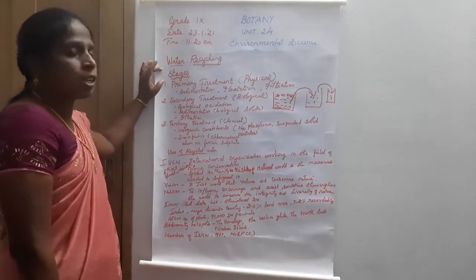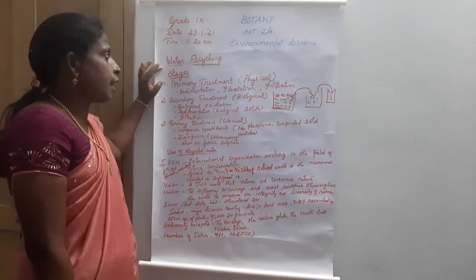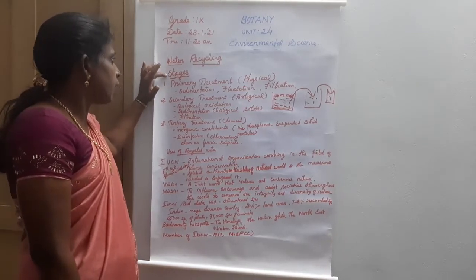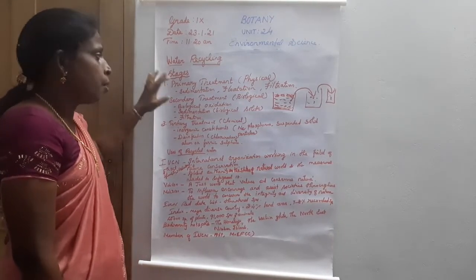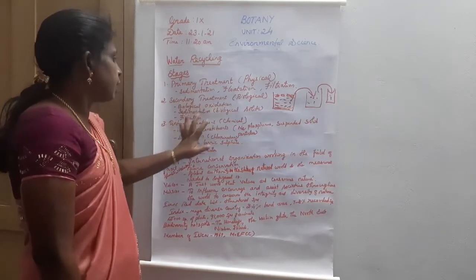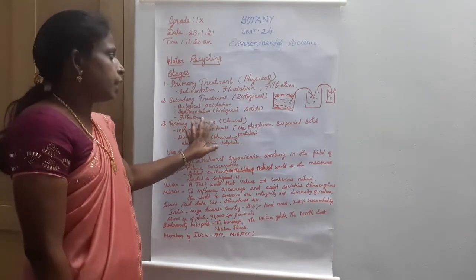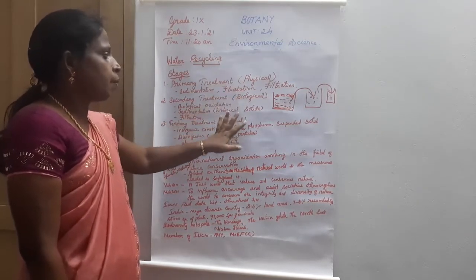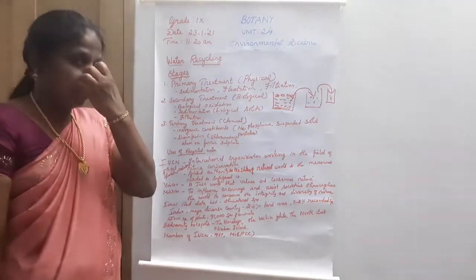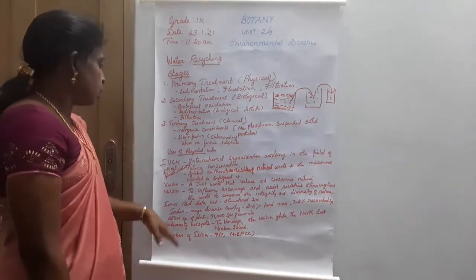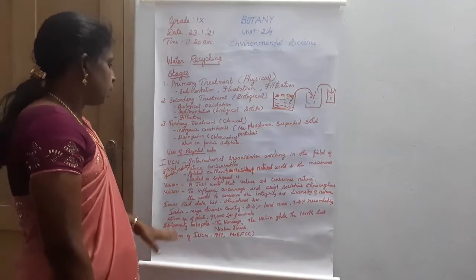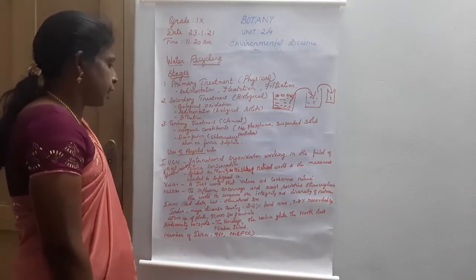So the conventional method of water recycling consists of 3 stages. They are primary treatment, secondary treatment and tertiary treatment, consisting of physical, biological and chemical stages. Have you understood? So that is about water recycling.